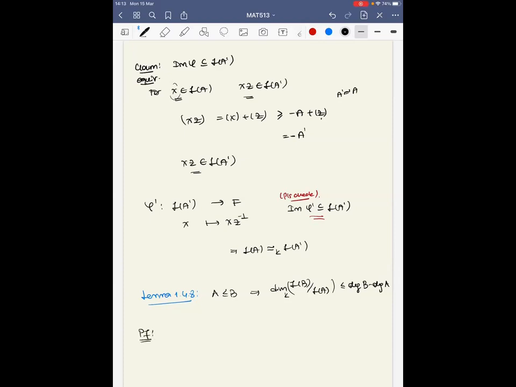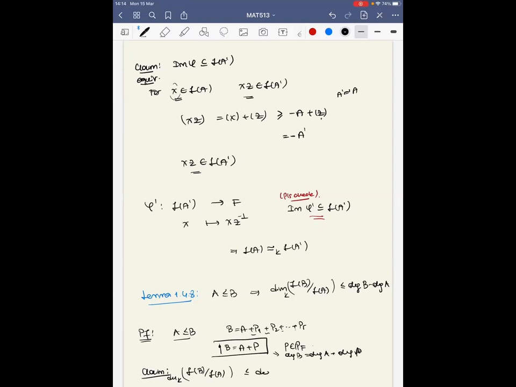And to prove this lemma, we prove it by induction, because if A is less than or equal to B, without loss of generality, we may write the divisor B as the sum of A plus some places with positive coefficients. And here, as the first inductive step, we will prove this case. So our claim is that if B is equal to A plus P for some place P, the dimension of L(B) quotient L(A) is bounded above by the difference of their degrees. So degree B equals degree A plus degree P, so degree B minus degree A is degree P.